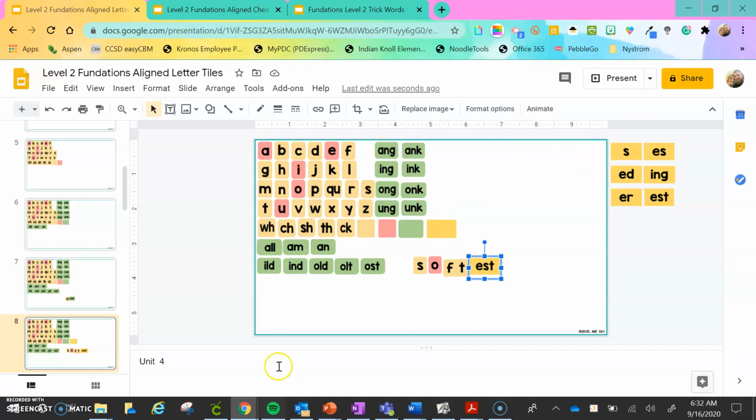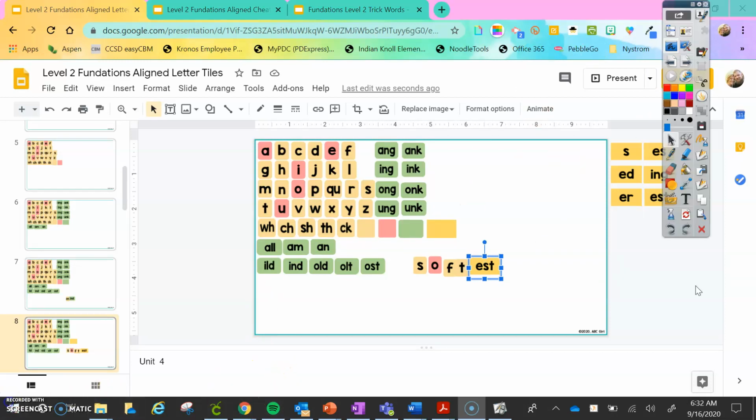Now, when we mark up softest, we have a blend with F and T. So we're going to underline both of those letters. We're going to mark that we have a short vowel and a closed syllable. Then we're going to circle our suffix. So softest was our word of the day for today.